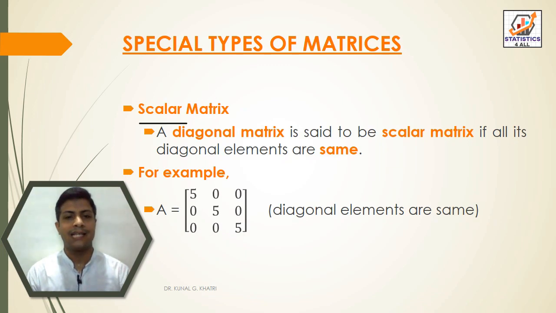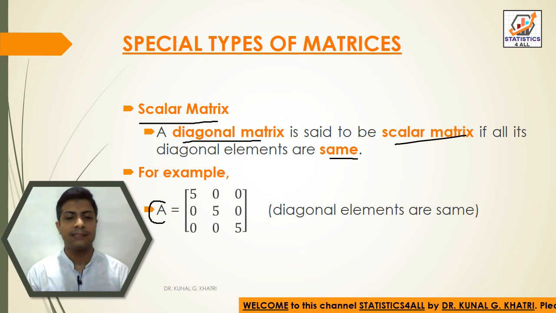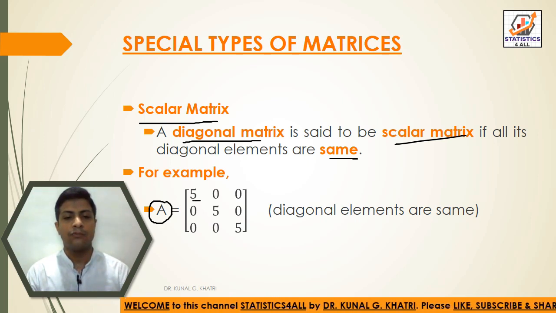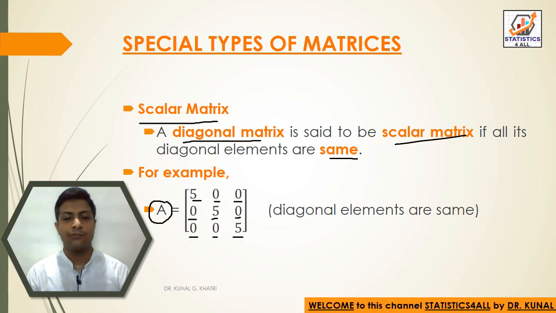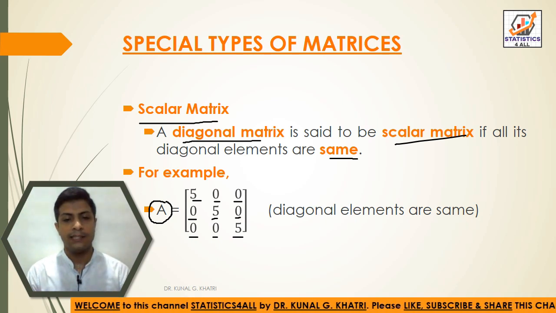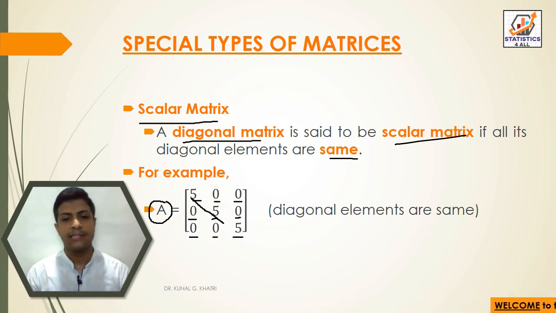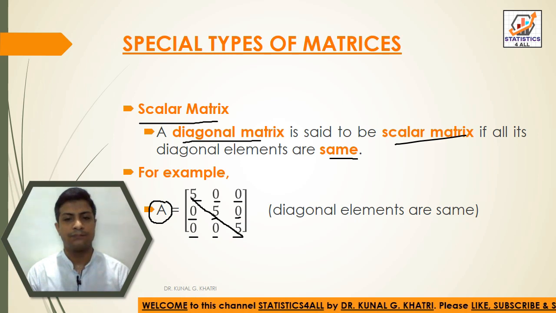Now, scalar matrix. A diagonal matrix is said to be a scalar matrix if all its diagonal elements are same. For example, matrix A is equal to 5, 0, 0, 0, 5, 0 and 0, 0, 5. It is a square matrix because there are 3 rows and 3 columns, and the diagonal elements are same, that is 5, 5, 5. Other than diagonal elements are 0.